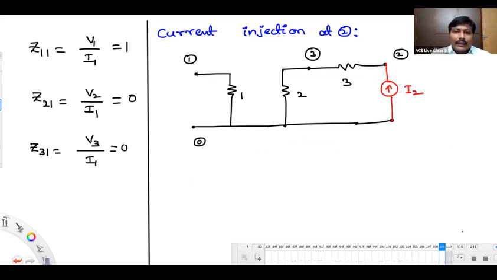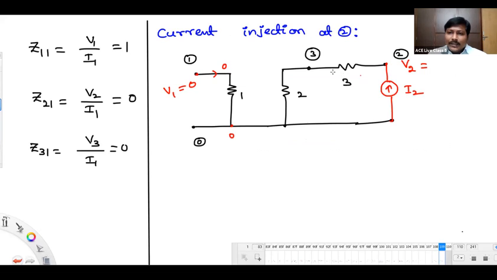And you see this branch, whatever you have, is not carrying any current. So obviously the V1 value will be 0. Not carrying any current means this node voltage is 0. So obviously this node voltage will be equal to reference voltage, that is 0. Now tell me, what is the V2 value?